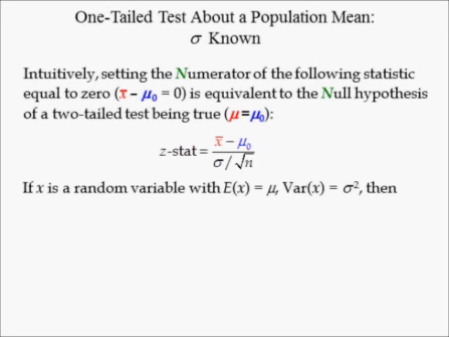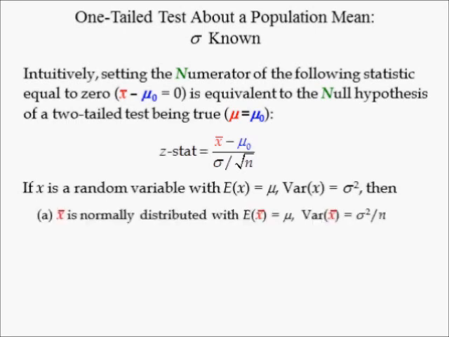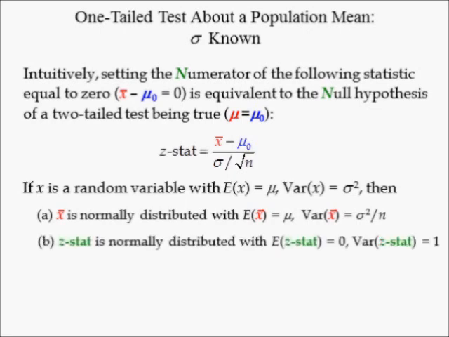If x is a random variable with an expected value of mu and variance of sigma squared, then A, the sample mean x bar is normally distributed with an expected value of mu and a variance of sigma squared divided by the sample size n. B, z-stat, this equation up here, is normally distributed with an expected value of 0 and a variance of 1, provided that one of the following three is true.